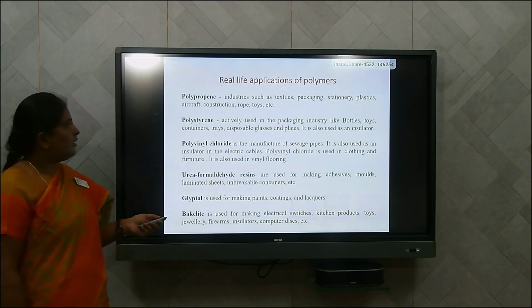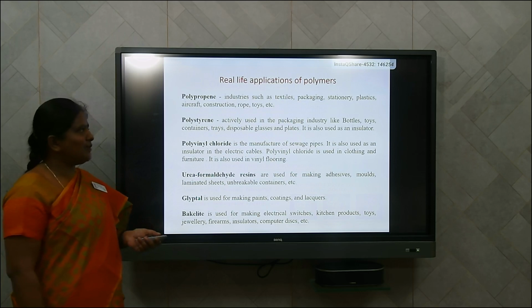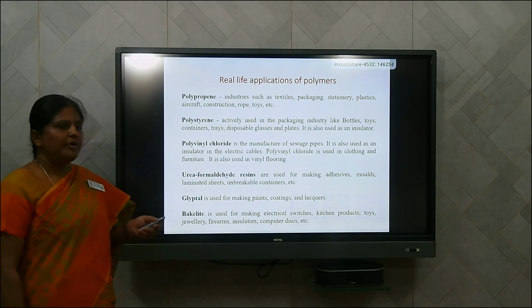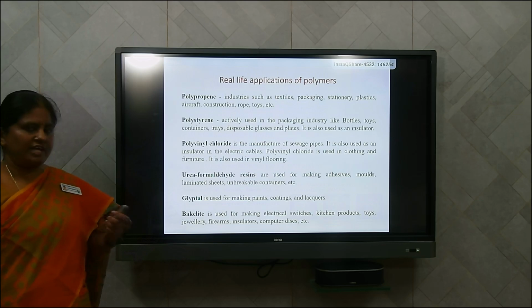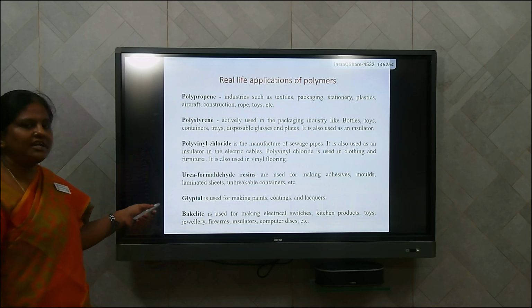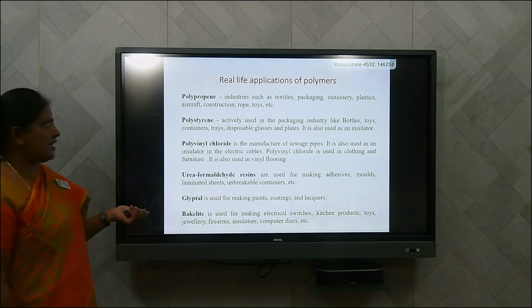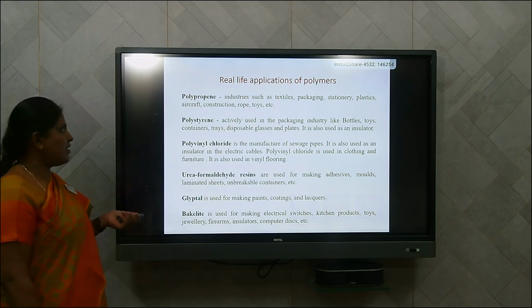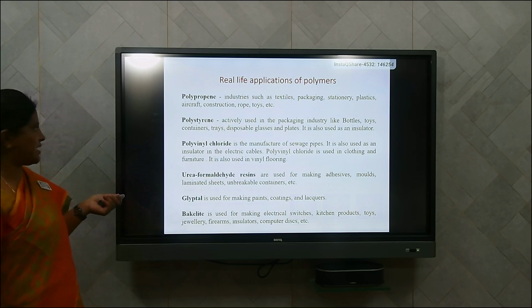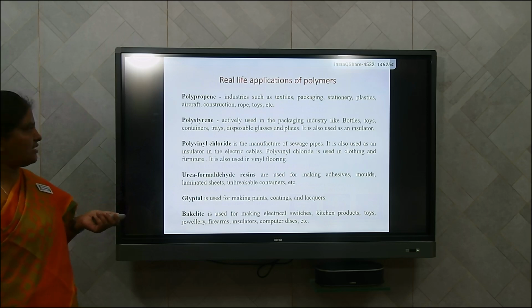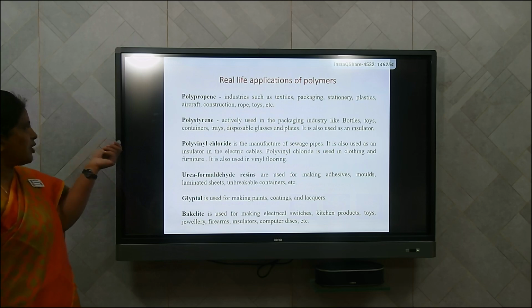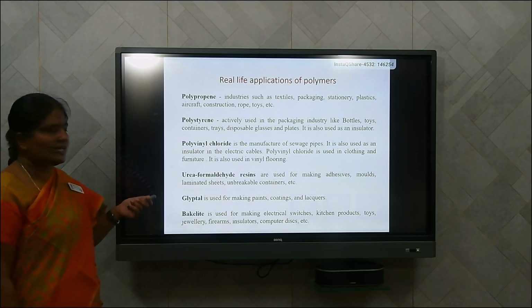Next, let us move on to real life applications of polymers. Polymers are widely used in various ways. Here are some of the examples. Polypropylene is used in textiles, packaging, stationery, plastics, aircraft, construction, ropes, toys, etc. And polystyrene is actively used in the packaging industry, such as bottles, toys, containers, trays, disposable glasses and plates. Polystyrene is also used as an insulator.